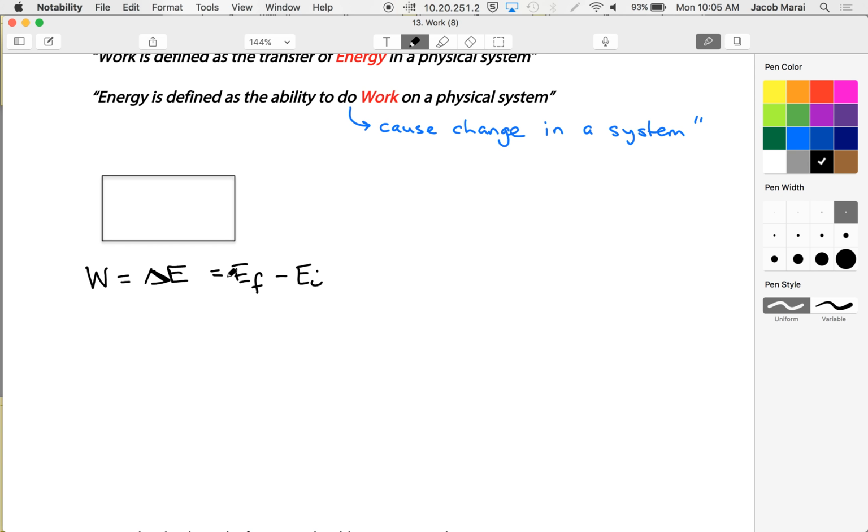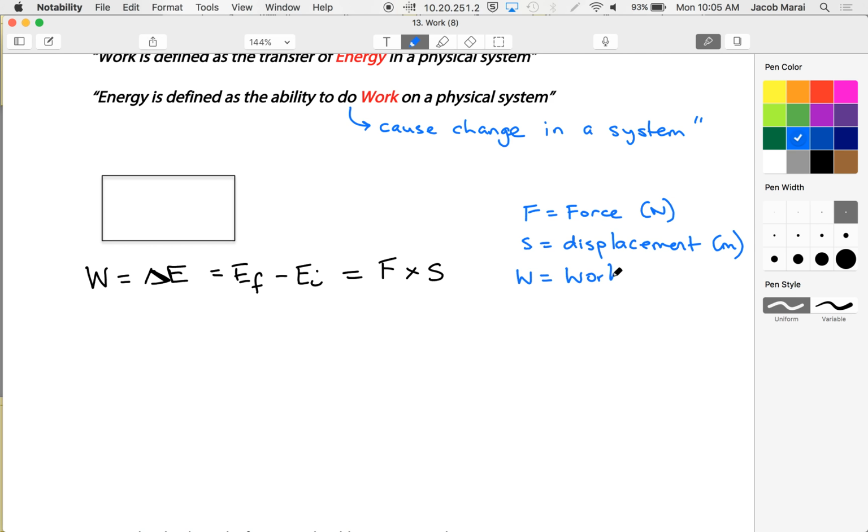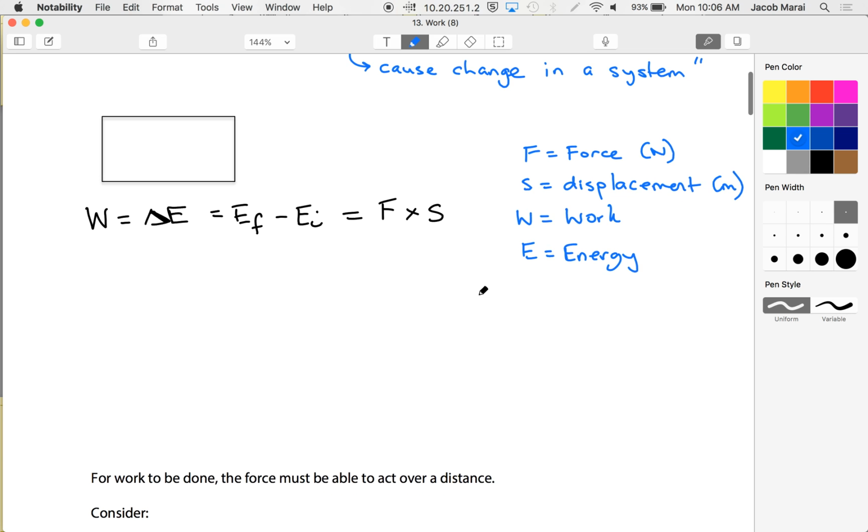And this is where we've got to add a little bit of English. There's also another equation that we can use, and that's F times S. So, let's write down a few things. F is force, which we've already learnt in newtons. S is displacement, which is in meters. W is work. And E is energy. Now we'll just leave those units for a moment.